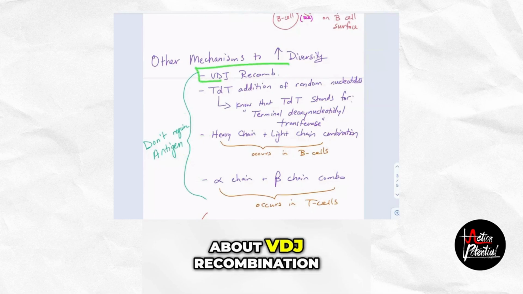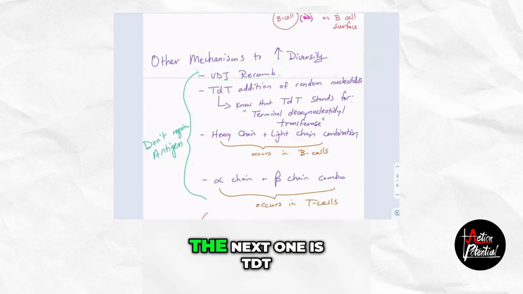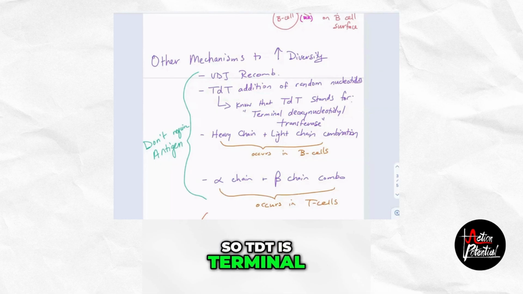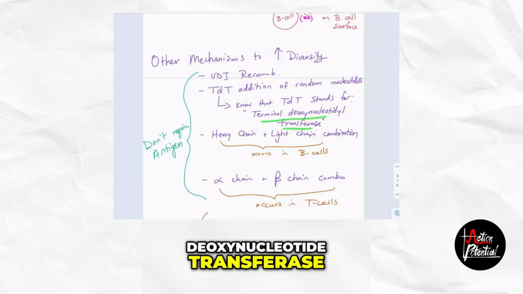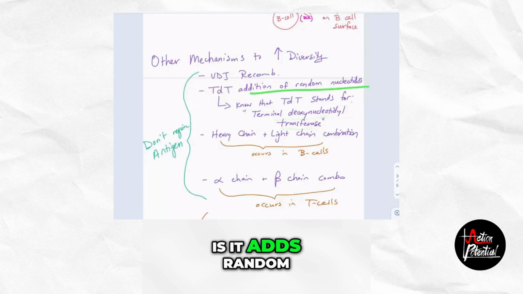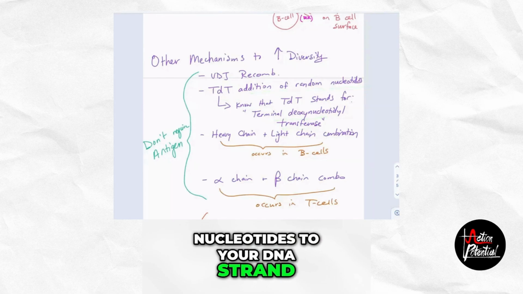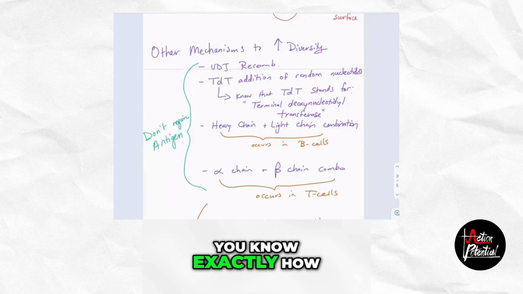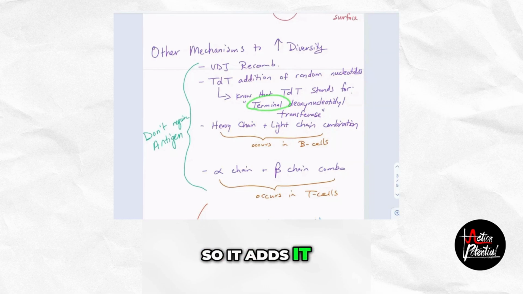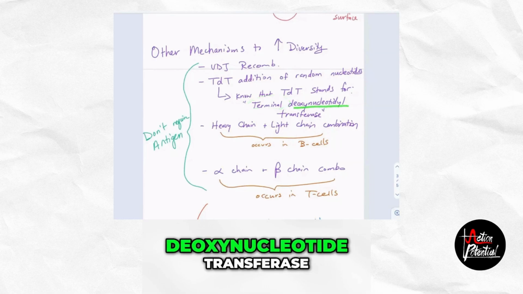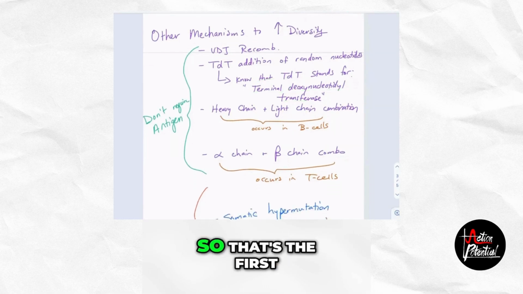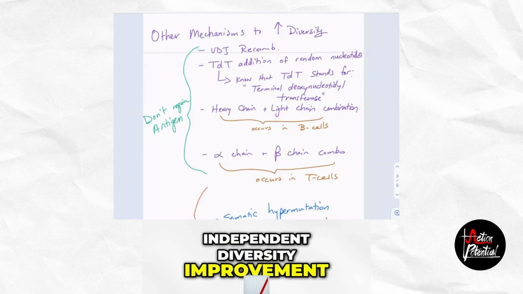So we already talked about VDJ recombination. The next one is TDT. So TDT is terminal deoxynucleotide transferase. And what it does is it adds random nucleotides to your DNA strand. And if you know the name, you know exactly how it works. Terminal, so it adds it to the terminal end, deoxynucleotide transferase. All right, so that's the first 2 ways for antigen-independent diversity improvement.